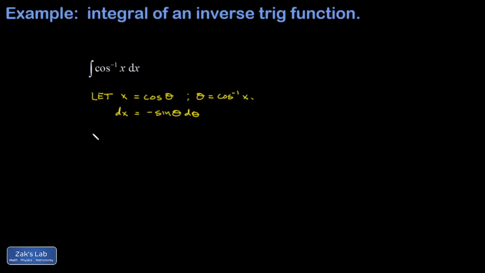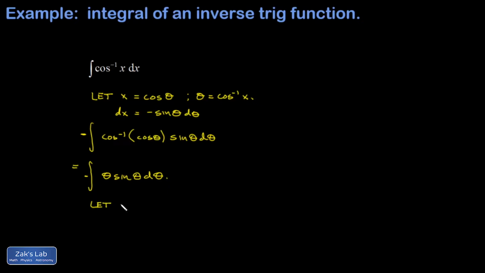So I rewrite my integral, replacing x with cosine theta and dx with negative sine theta d theta. I'm going to move that minus sign in front. And the inverse cosine of the cosine, well, those undo each other, and I just get theta there. So theta sine theta d theta. Now this is a classic integration by parts problem, so I'm going to have to make those substitutions next.